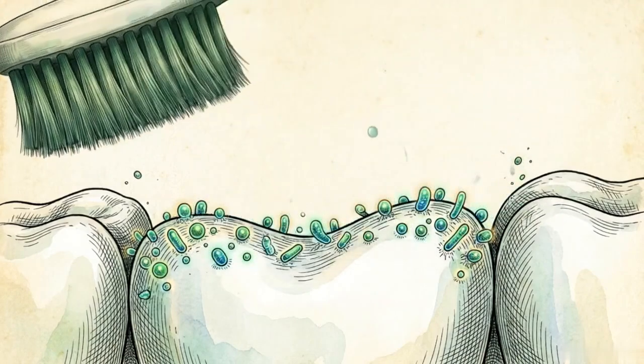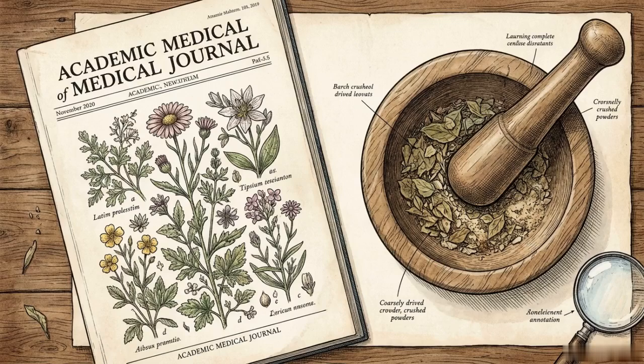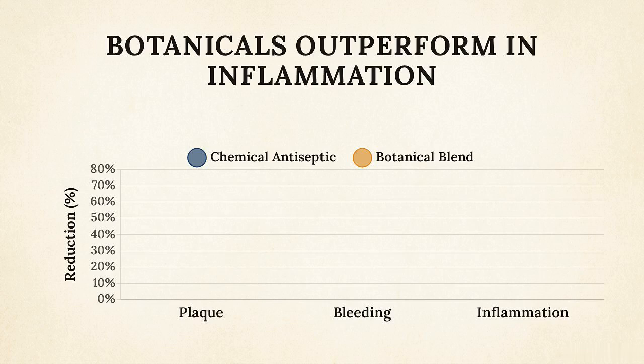The challenge is finding a way to reduce plaque and disease without the collateral damage of wiping out our microbial helpers. In 2024, researchers led by Divya Bharathi published a clinical study testing an alternative approach, targeted herbal mouthwashes. This chart compares a chemical antiseptic, chlorhexidine, against a botanical blend.